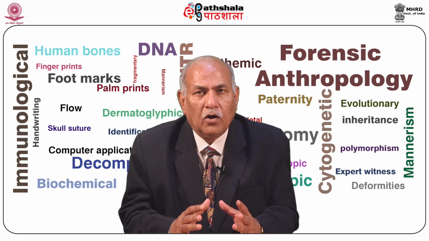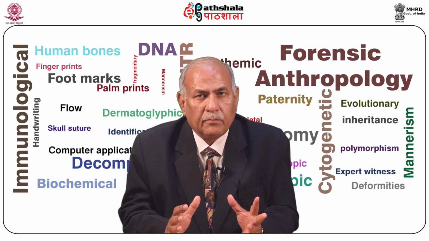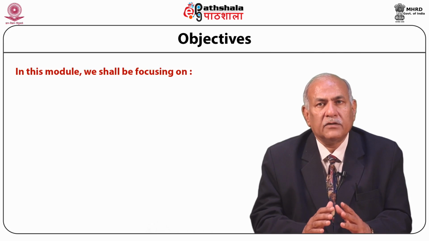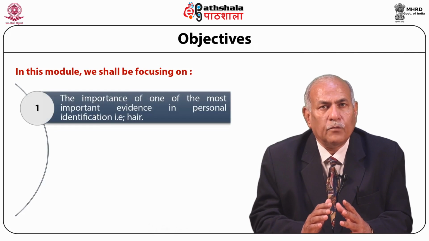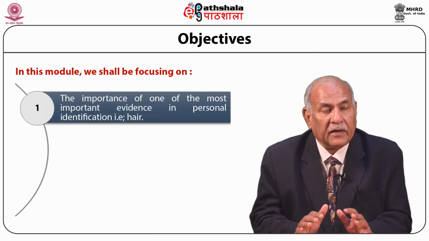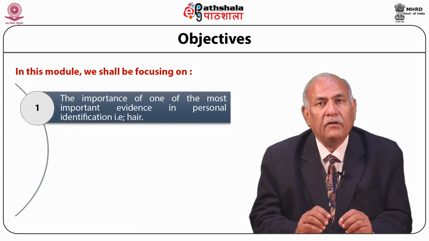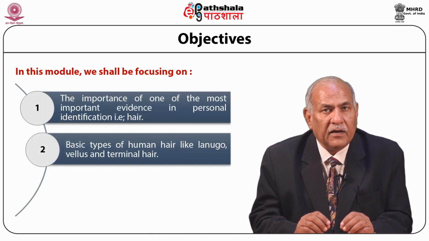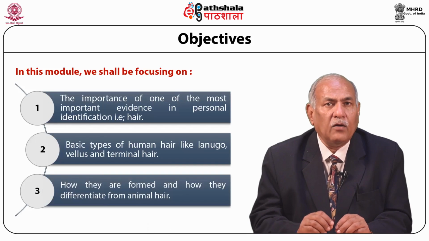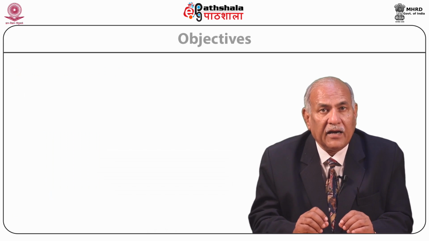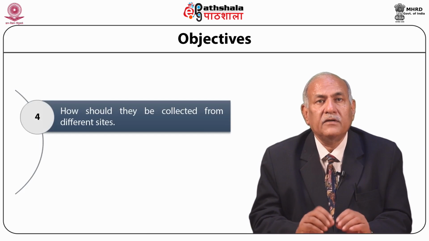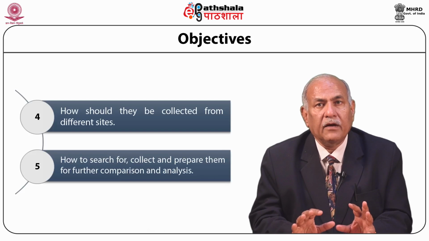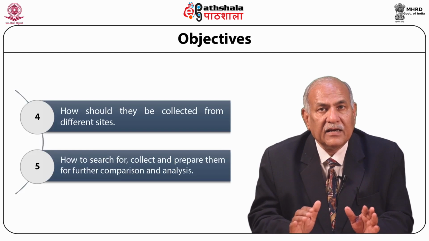Today we are going to talk on the module Structural Polymorphism of Human Hair from the paper Forensic Anthropology. In this module, we shall be focusing on the importance of one of the most important pieces of evidence in personal identification, that is hair. The student will learn basic types of human hair like lanugo, vellus, terminal hair, how they are formed and how they differ from animal hair and how they should be collected from different sites. Students will learn how to search for, collect and prepare them for further comparison and analysis in this module.